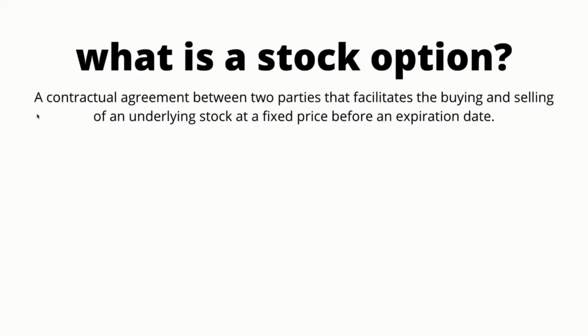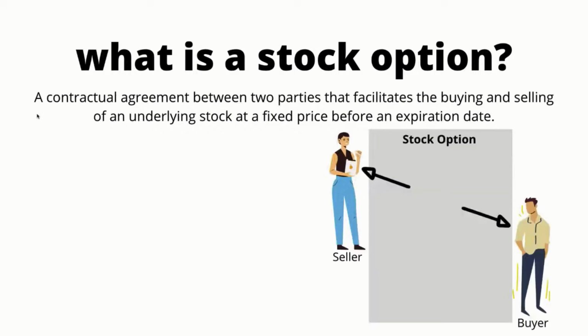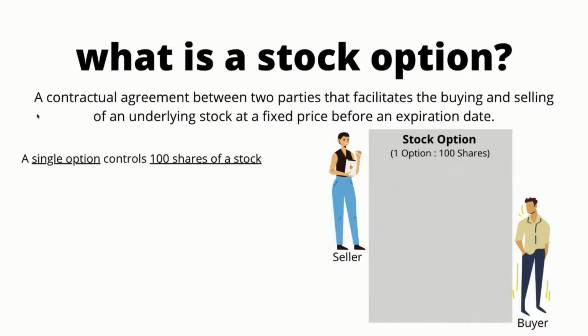So let me walk you through it, and hopefully in the next 30 seconds or so, you'll understand what I'm talking about. So, the stock option, it's a contractual agreement between two parties, right? You've got a buyer and you've got a seller. So those are your two parties that are dealing with a stock option. Now, a single stock option controls 100 shares of stock. And this is one of the magic characteristics of an option. That one stock option allows the individual to control 100 shares of stock.